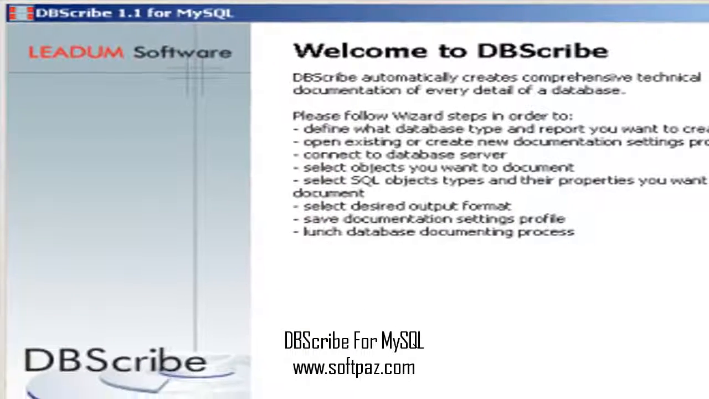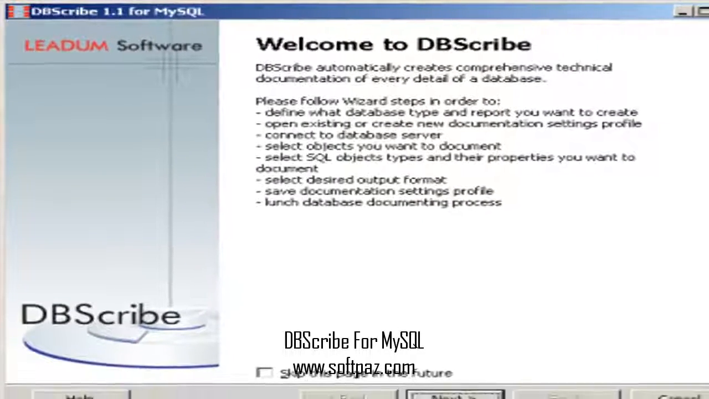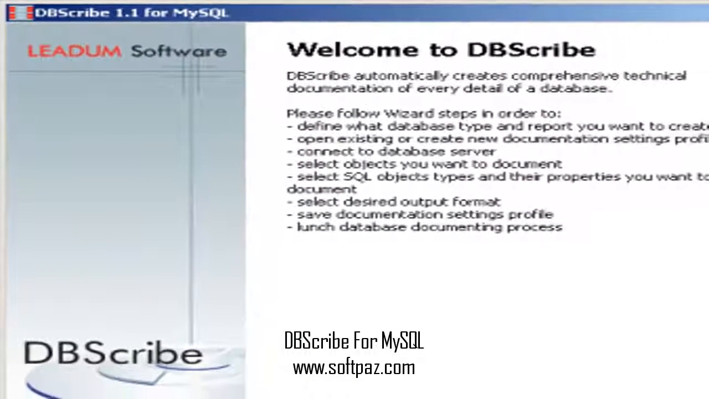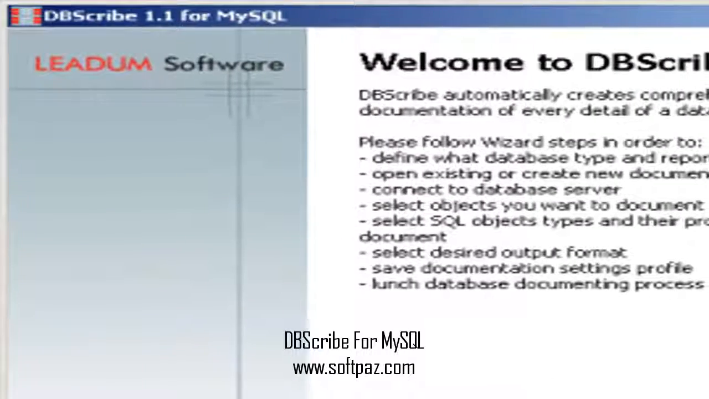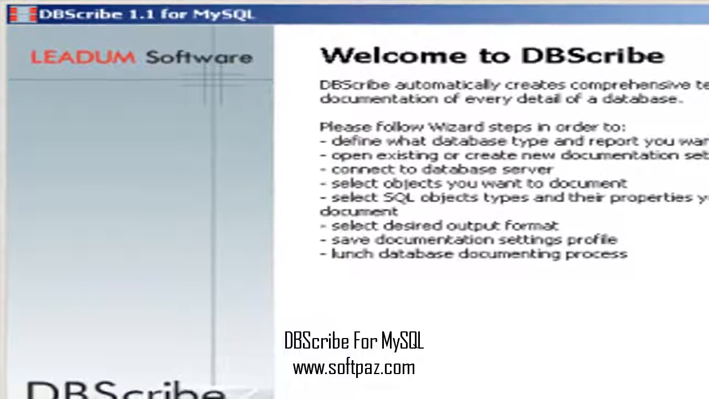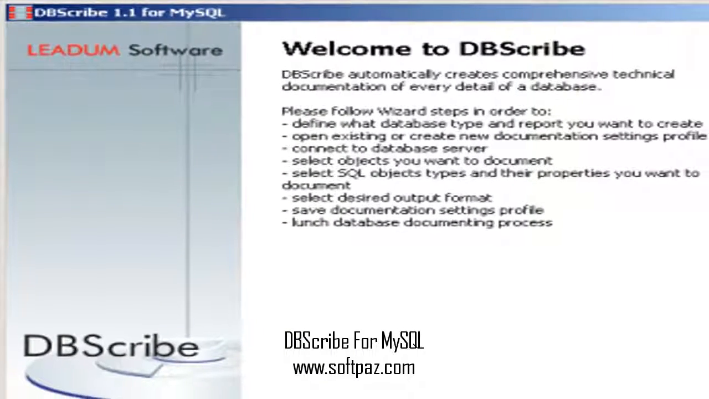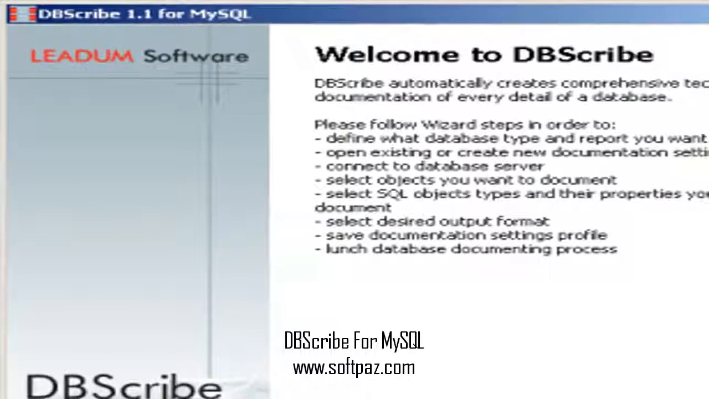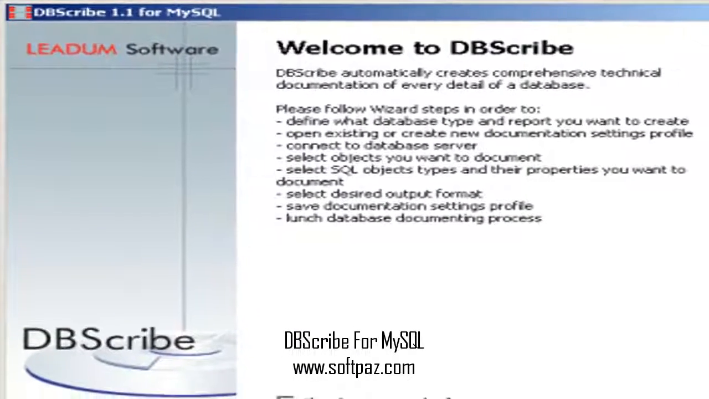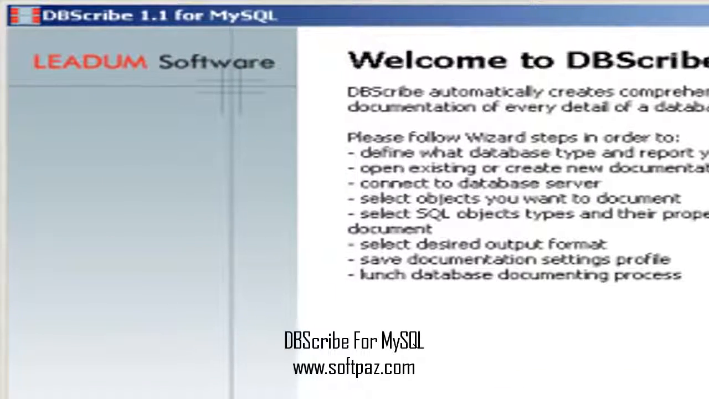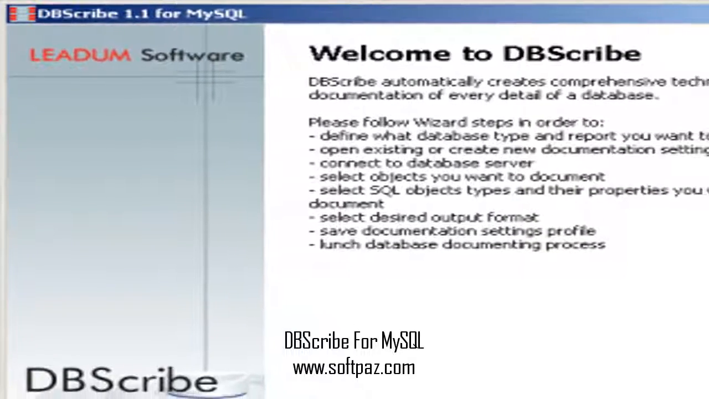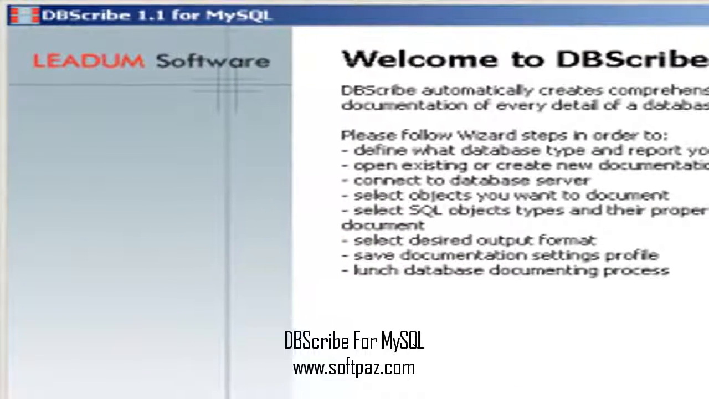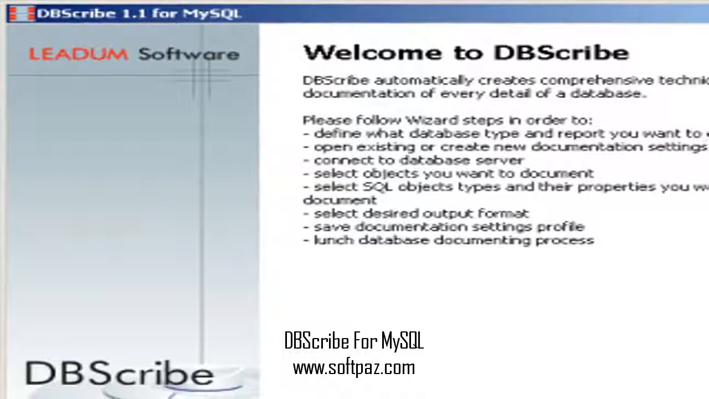DBScribe is a MySQL database documentation tool that creates precise technical documentation of every detail of a database schema in just seconds. It supports a rich set of documentation styles and output formats: HTML, CHM, MS Word document, wizard and command line interfaces, complete database structure documenting, all SQL object types, their details and properties, custom documentation profile, DDL code for all objects documented. DBScribe helps you to dramatically reduce time and cost necessary to document your databases.